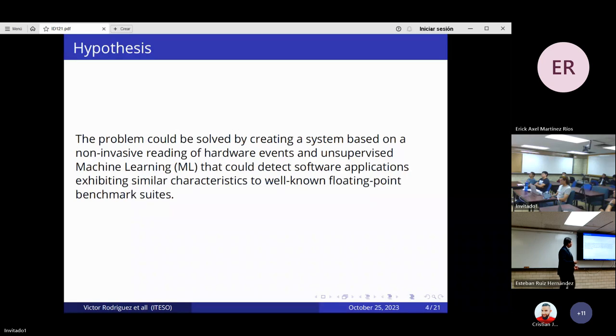So the hypothesis that we have is that this problem can be solved using hardware performance events. Hardware performance events are available in the vast majority of the hardware systems that we have in compute. It depends on the vendor, but for example, for x86-64 we have more than 100 hardware performance events available for us to read as software developers. The idea is that we can read those hardware events, which capture multiple things happening in the hardware during the execution of the software, and feed that into machine learning to detect what kind of application has similar characteristics to well-known floating point benchmark suites. The benchmark suite that we are going to use, whose characteristics we know, is SPEC CPU 2017. SPEC CPU 2017 is split into SPECrate and SPECspeed, and each of those is split into floating point or integer workloads. So we have a set of workloads that are very well defined.